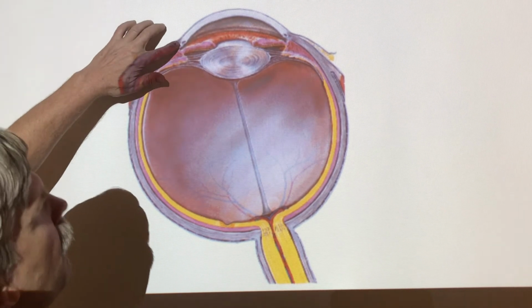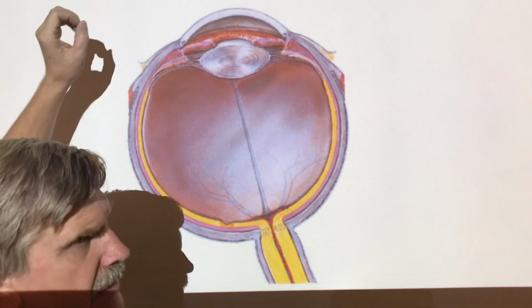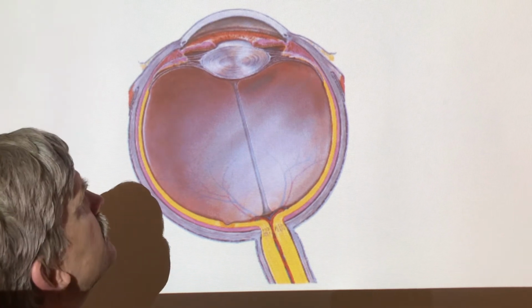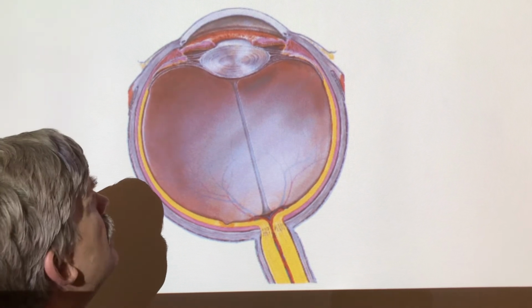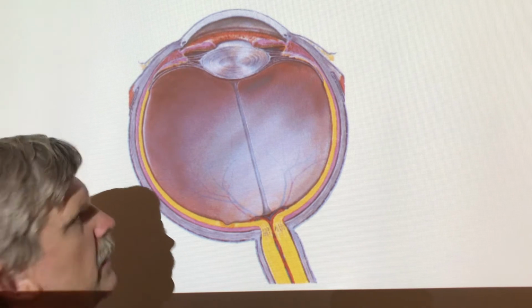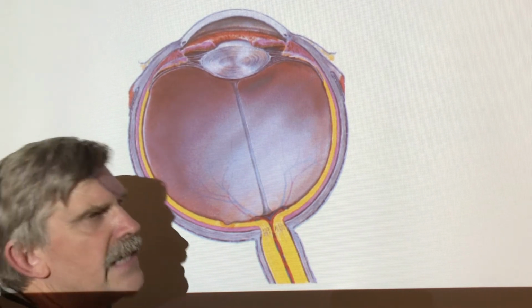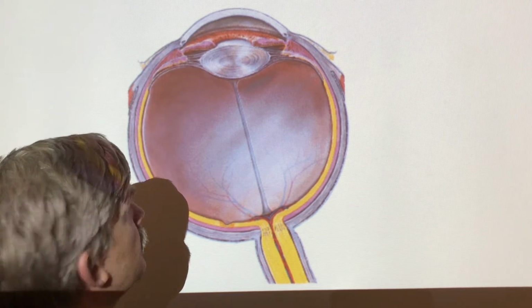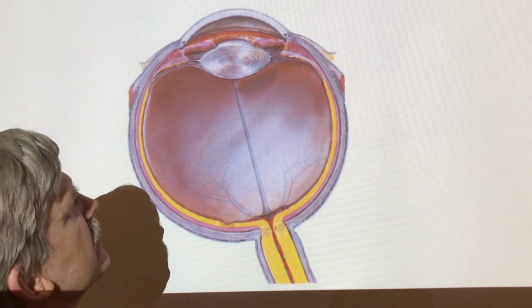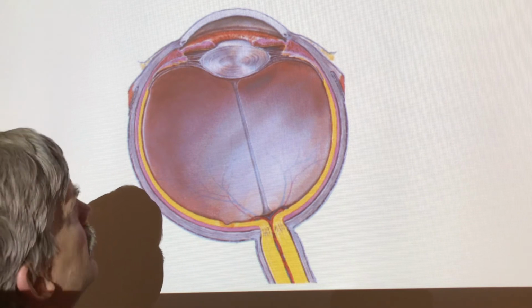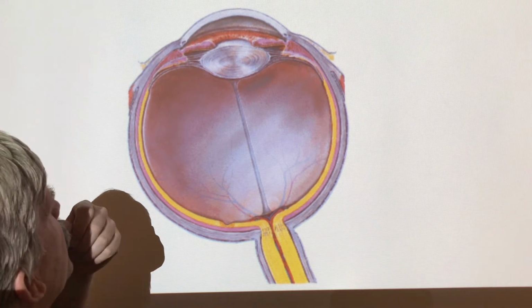So this little hole is the opening to the scleral venous sinus, and that is a very technical and wonderful name, but I prefer the canal of Schlemm. And I like to really emphasize the schl. So the canal of Schlemm, it reminds me of a schlemiel. I just like the sound of the word.